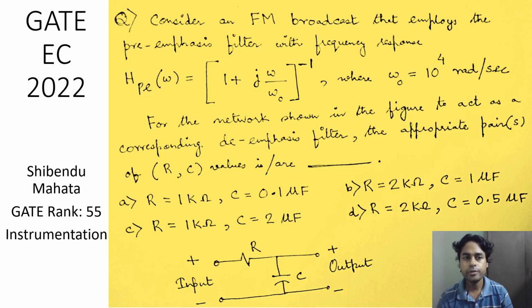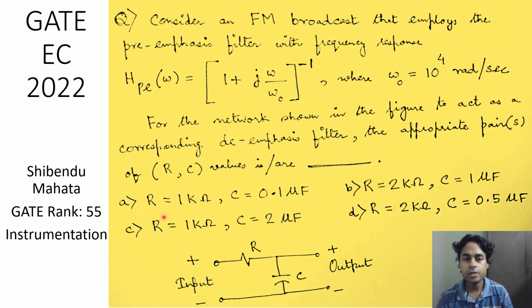This is a 2022 ECE GATE problem on filters. The question is: consider an FM broadcast that employs the pre-emphasis filter with frequency response H_PE(ω) = 1 + jω/ω₀, where ω₀ is equal to 10^4 radians per second. For the network shown in the figure to act as a corresponding de-emphasis filter, the appropriate pair or pairs of RC values is or are, and here are the four options.